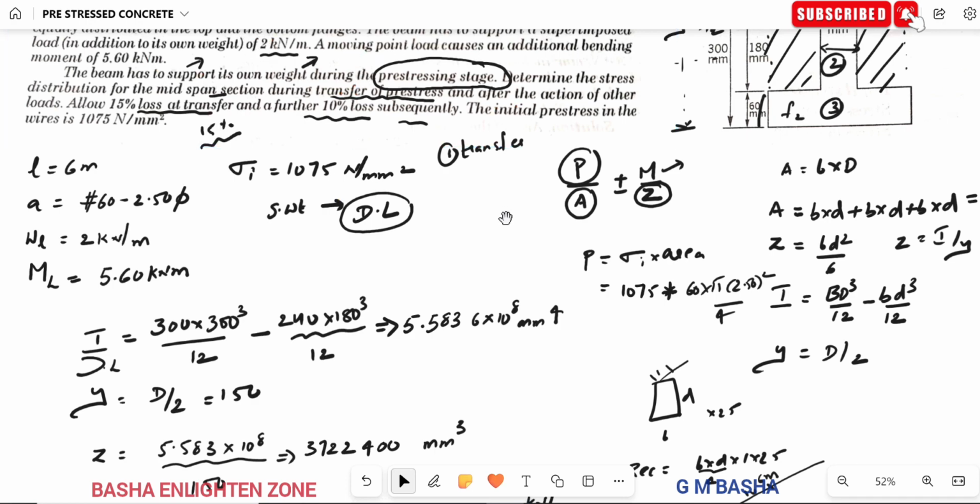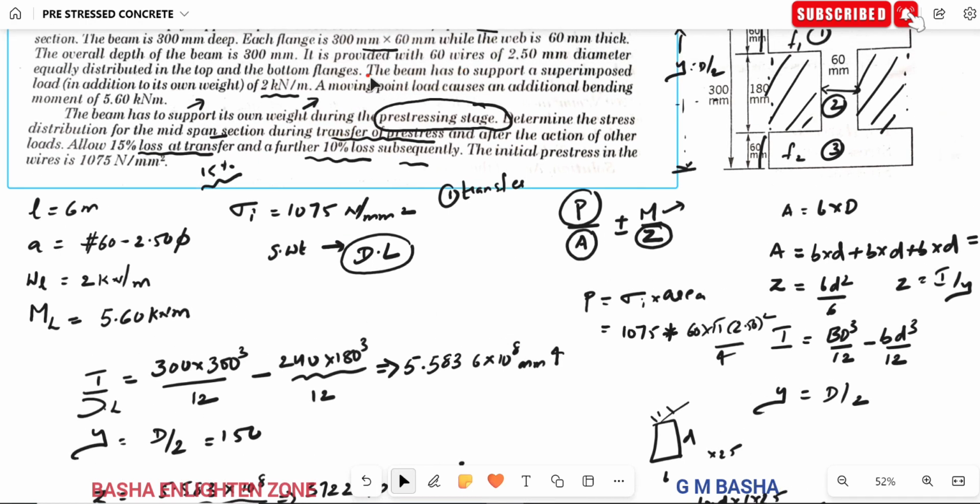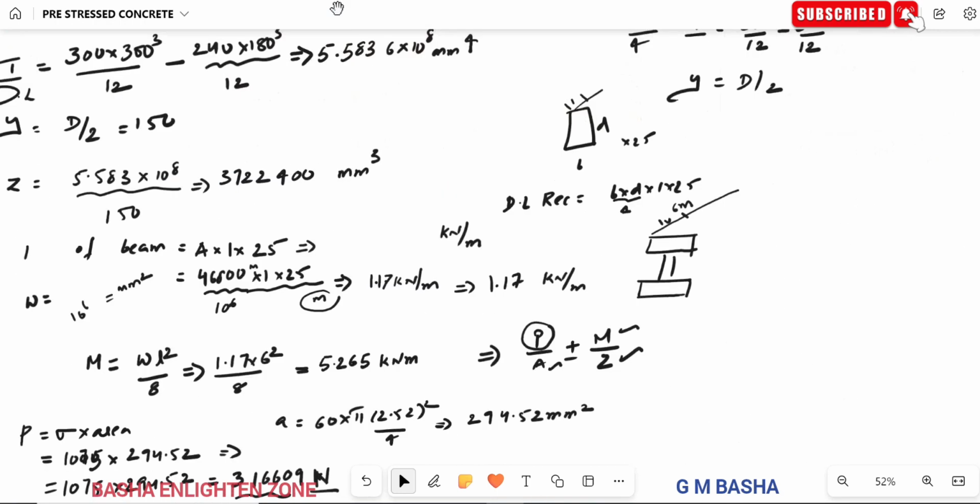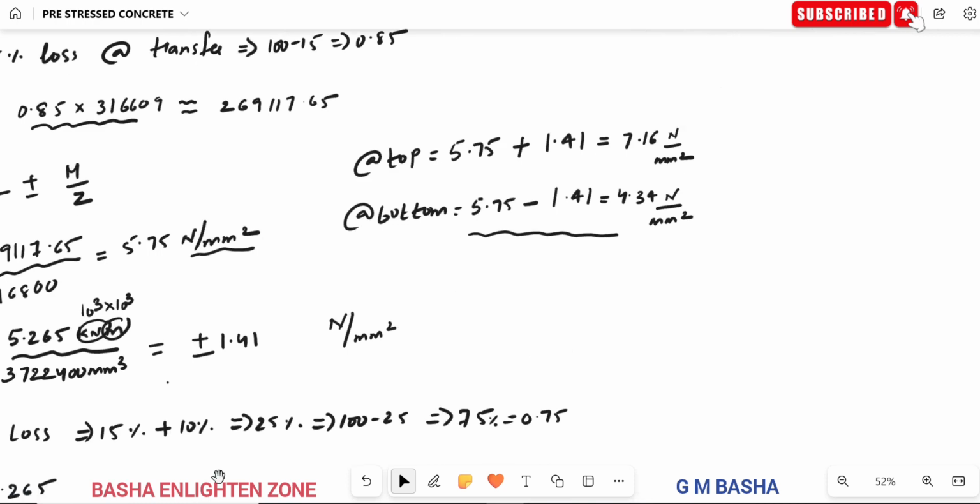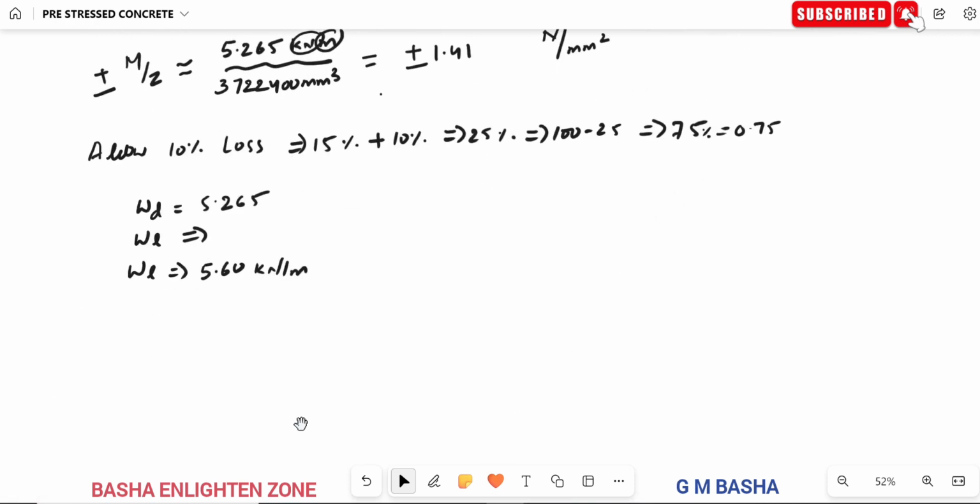See here, the data is there. The beam has to support a superimposed load, that is 2 kilonewton per meter. So we have to consider live load, that one. Means W will be given, we have to find out the moving moment, so this is the moment, not WD.